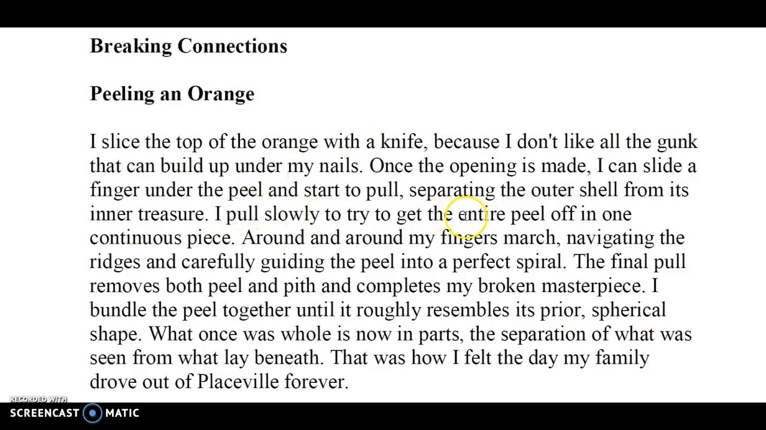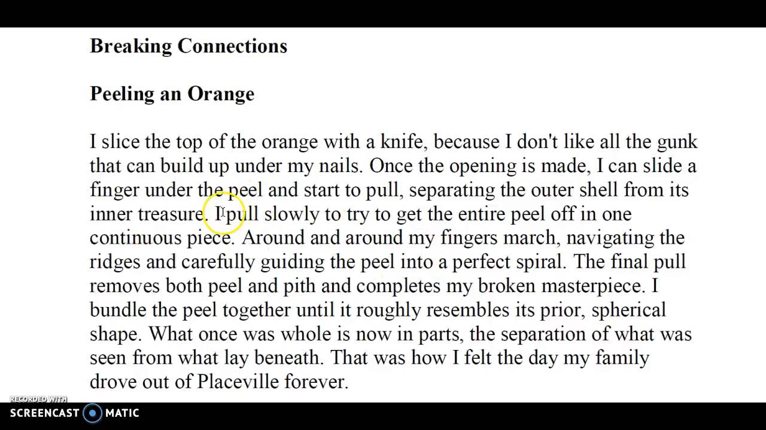Third sentence: "I pull slowly to try to get the entire peel off in one continuous piece." This, again, kind of says something about me, right? I'm one of those goofy people that likes to pull it all off in one continuous spiral. That's actually a pretty common thing. A lot of people like that, so it's kind of relatable. But again, it's not necessarily good or bad. It's just a factoid about me. Next: "Around and around my fingers march, navigating the ridges and carefully guiding the peel into a perfect spiral." Again, this is where I get perhaps a little flowery and poetic.